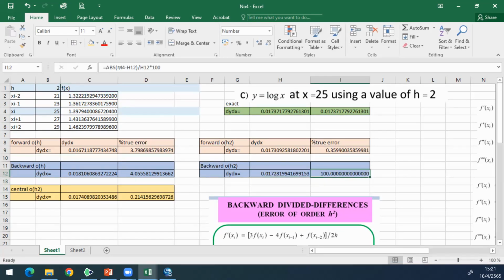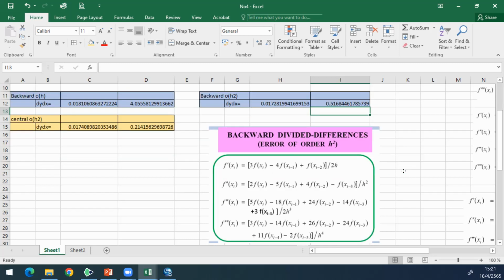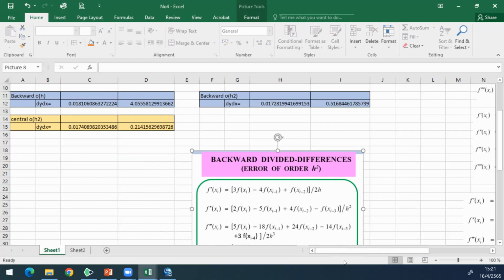Okay, percent error becomes, all right. Okay, the percent error is reduced from 4 to 0.5. Okay, and then you do the next one for central difference.